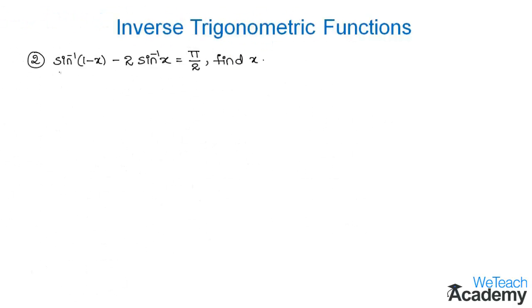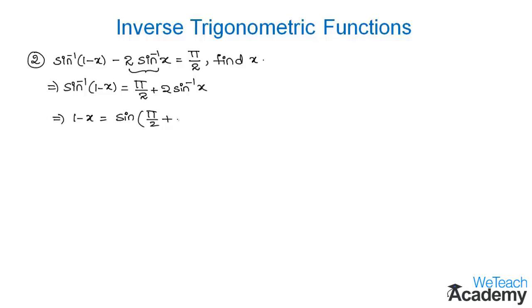So here the given example is sine inverse 1 minus x minus 2 sine inverse x is equal to pi by 2, then find x. So in order to find the value of x, let us transfer 2 sine inverse x to the right hand side. So we get sine inverse 1 minus x, which is equal to pi by 2 plus 2 sine inverse x. And then transferring sine inverse to the right hand side, we get 1 minus x is equal to sine of pi by 2 plus 2 sine inverse x.